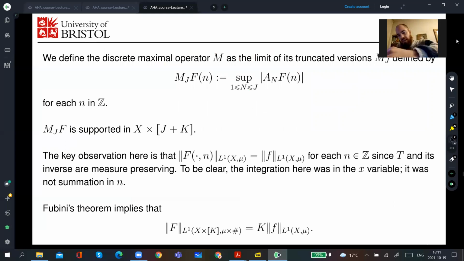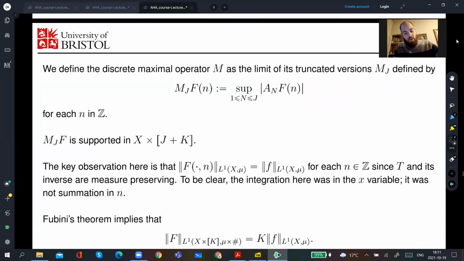We can introduce a transferred maximal function where you just take the supremum of these new averages. That should be x of n. That should also be x, n. But I'm going to truncate the maximal function like I did before. As long as we obtain a bound that doesn't depend on j in the end, then we're golden. We just apply a monotone convergence argument and we take the supremum over all natural numbers. Our maximal function, since it's been truncated, also has finite support. It's supported in x in the first variable, of course, and then now j plus k in the integer variable, the second variable.